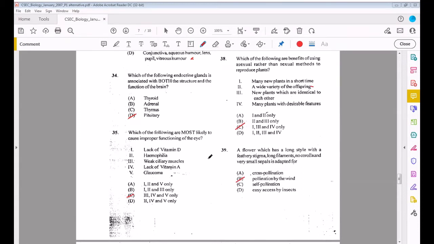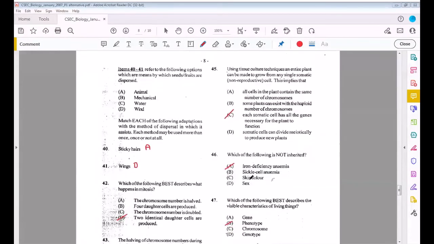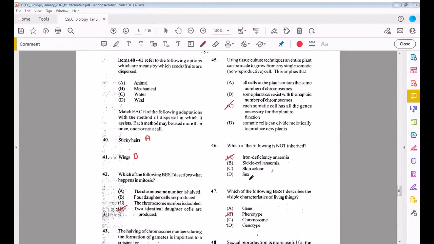39. A flower which has a long style with a feathery stigma, long filaments, no corolla, and very small sepals is adapted for B. Pollination by wind.